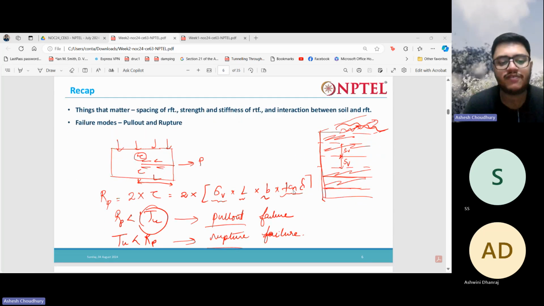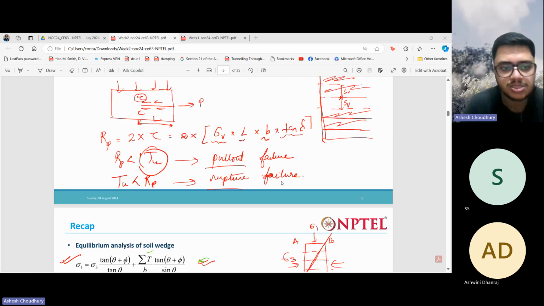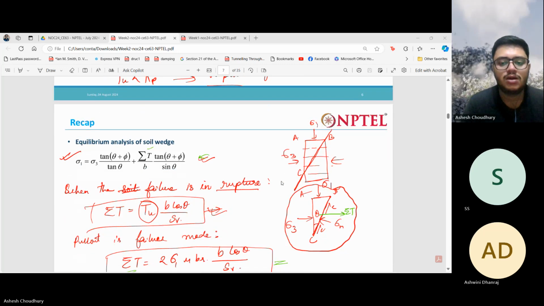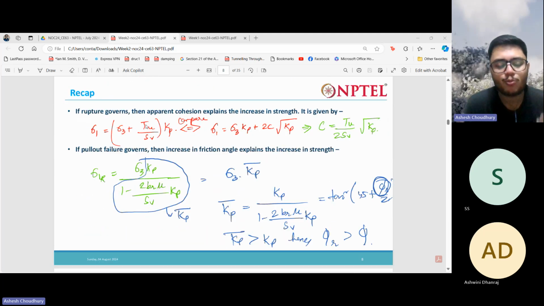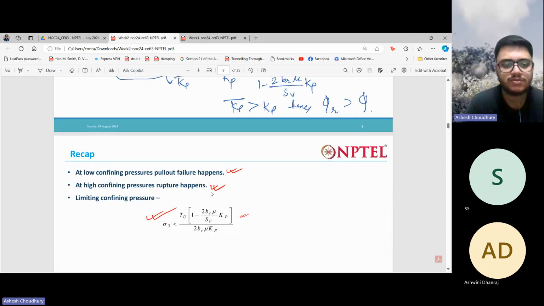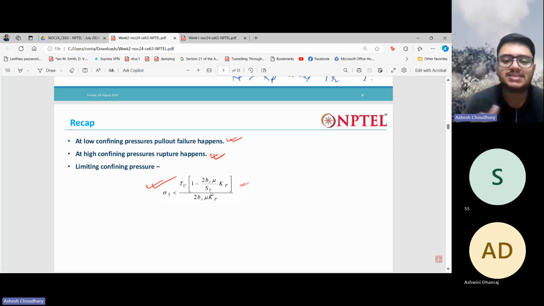Then we discussed the failure modes. What are the failure modes? We have the pull out and the rupture failure modes, right? So all these things we discussed. This is how we derived everything, and then we saw that when rupture governs, we have the apparent cohesion that explains the increasing strength, and when pull out governs, the increase in friction angle explains the increase in strength. So both of these mechanisms we discussed.